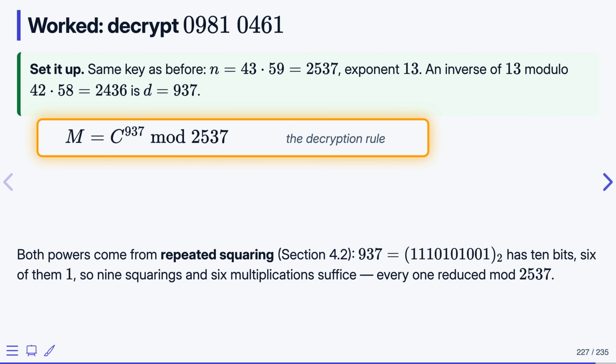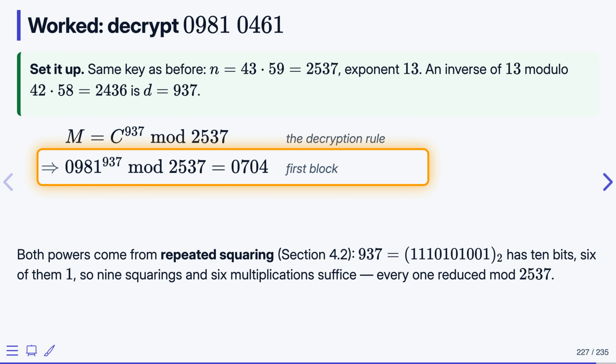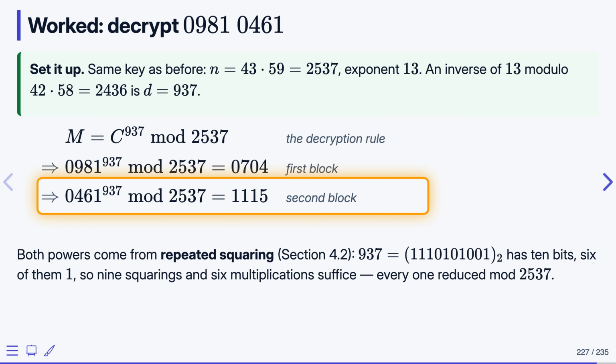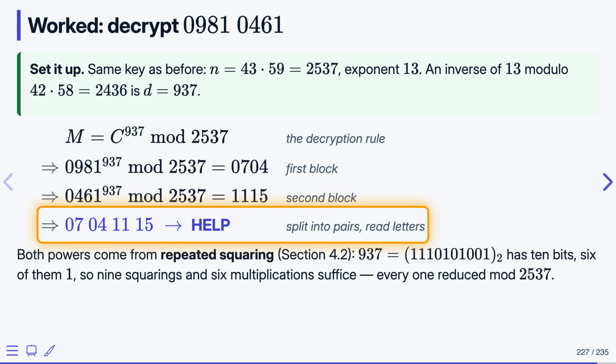The rule is M equals C to the 937th, mod 2537. Step 1. The first block 0981 gives 0704. Step 2. The second block 0461 gives 1115. Step 3. Now split the digits into pairs and read them as letters. 07 is H, 04 is E, 11 is L, 15 is P. The message is help.